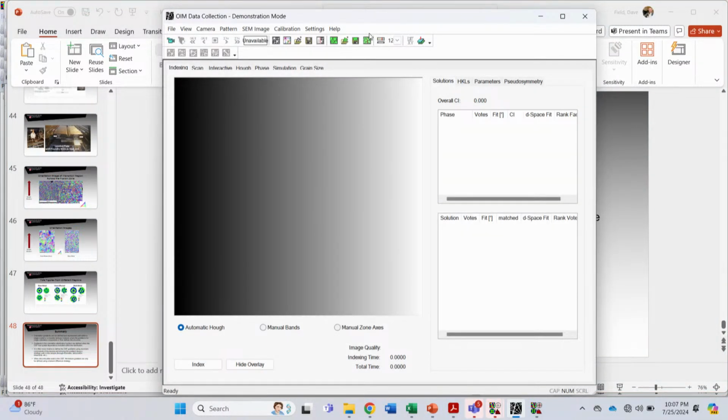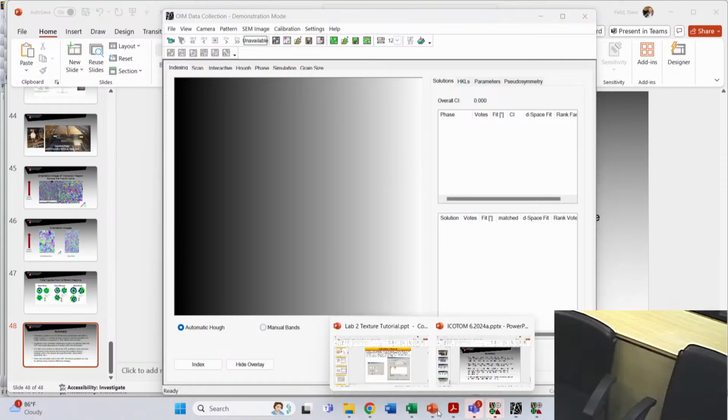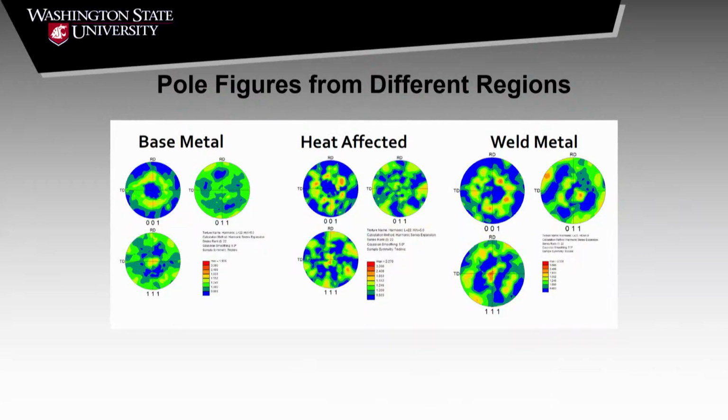Maybe it's a fundamental question. From the ODF maps that you just showed, you're showing 001, 011, and 111 pole figures. Can you show us the plot of the slides again, please?